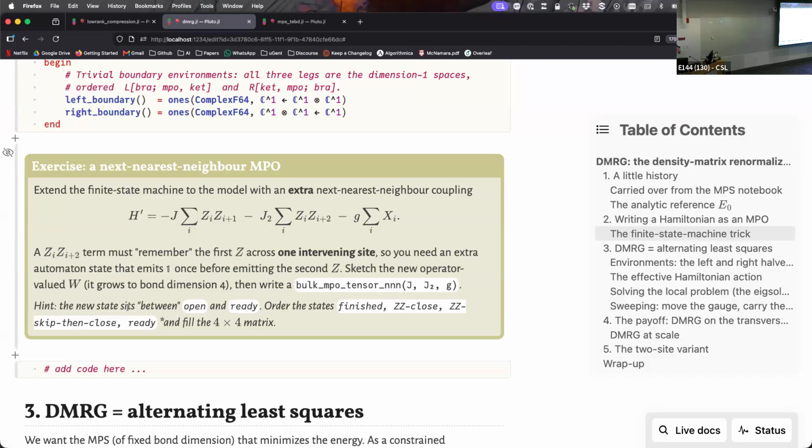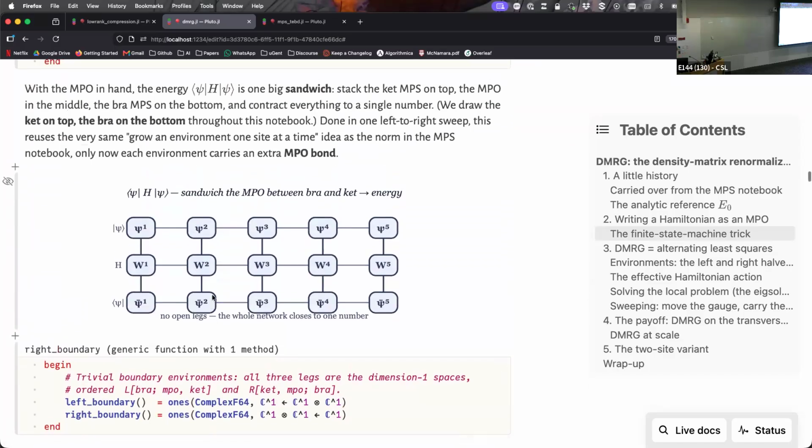But what's important about this construction is that you can also do next nearest neighbors or longer range operators in this way. You can think a bit about constructing a finite state machine that would generate that, if you want to. Yes. Constructing the MPO, the one dimension here is 3. Yep, that's because we are considering the nearest neighbors.